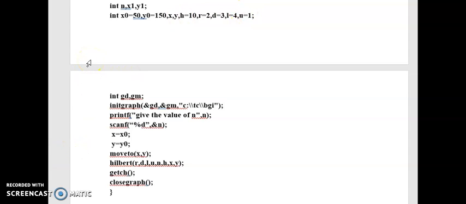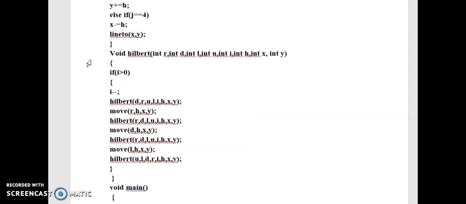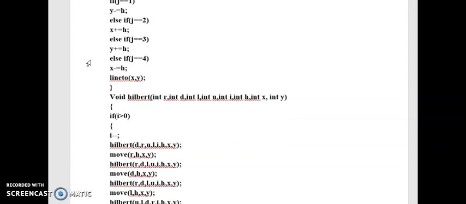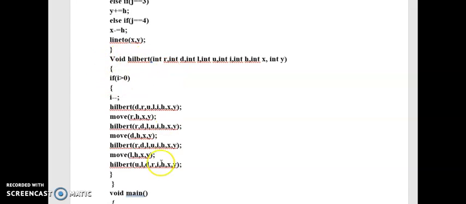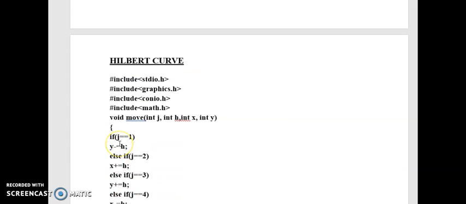With those values, the Hilbert function will execute. In the Hilbert function, if the value of i is greater than 0, then this block will execute. i will be decremented, then the Hilbert function is called again, and then the move function is called. The move function carries the values of j, h, x, y, and with these values it will execute.